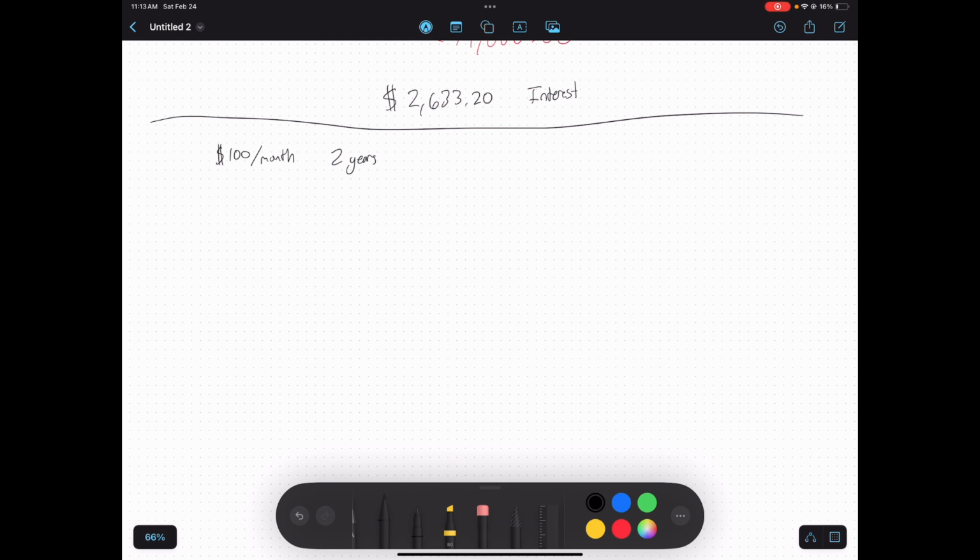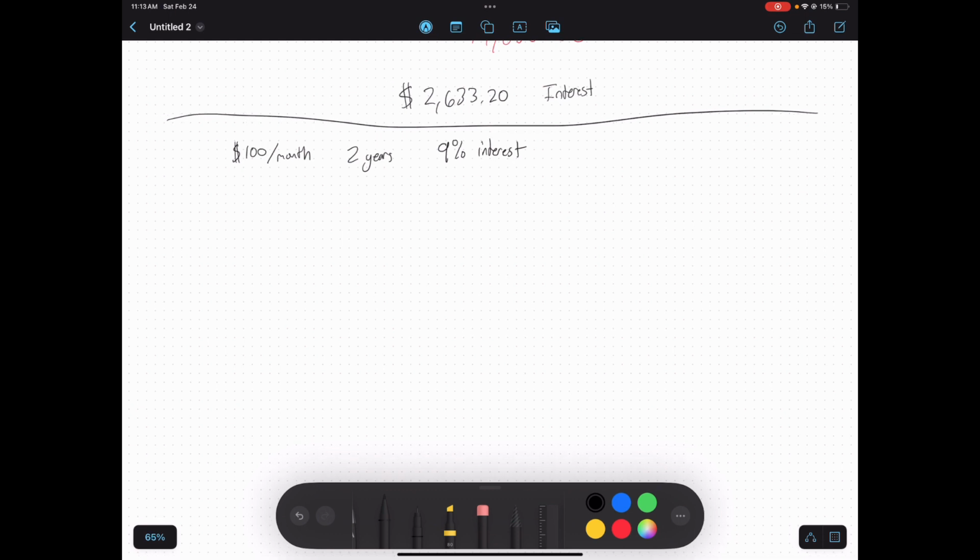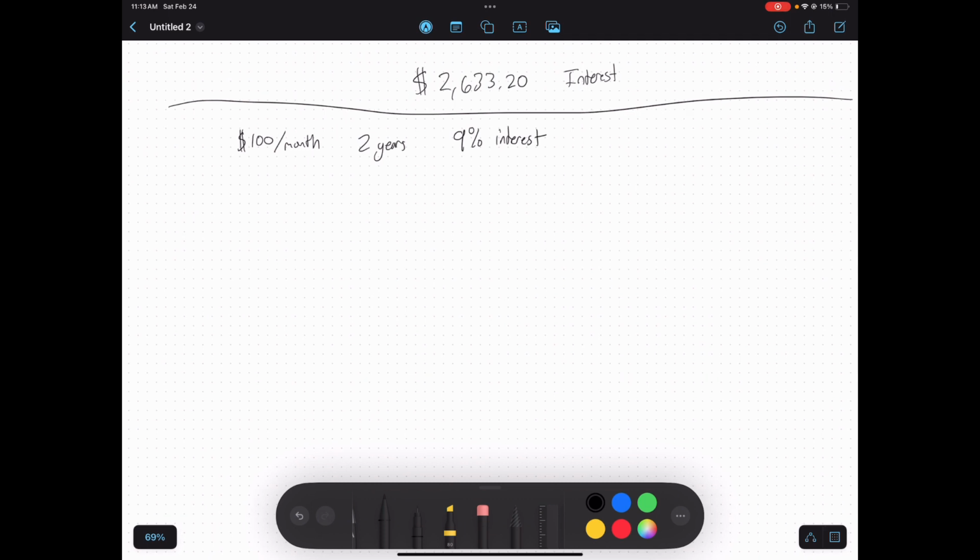Well, because that's such a short time for a loan, the best I can get is 9% interest. Okay? The bank's got to win somehow. So if you shorten the time that you're paying off, they're going to increase your interest rate. Okay. So what do I not know in this situation?